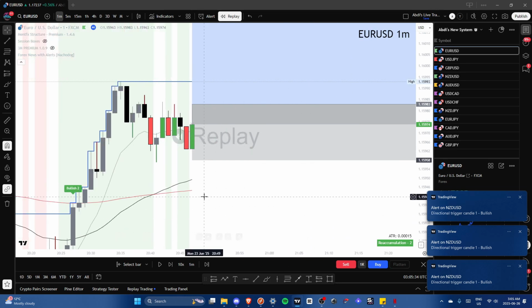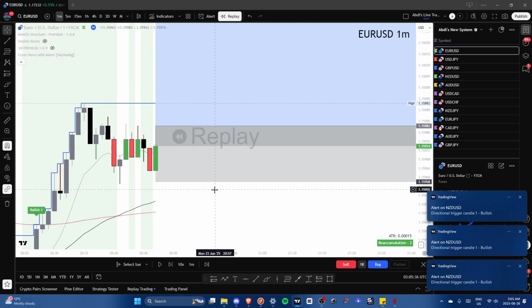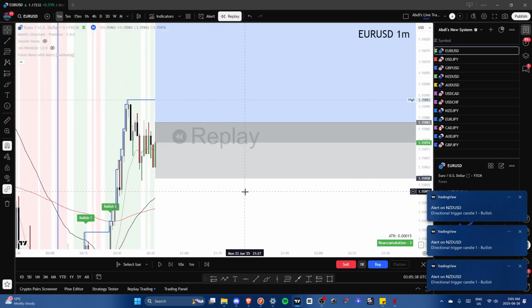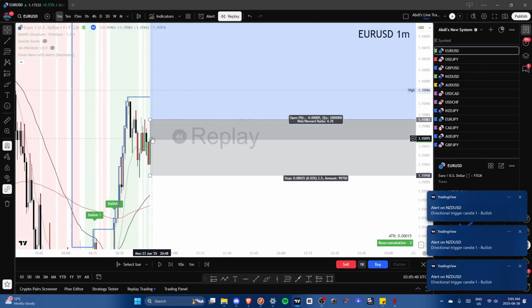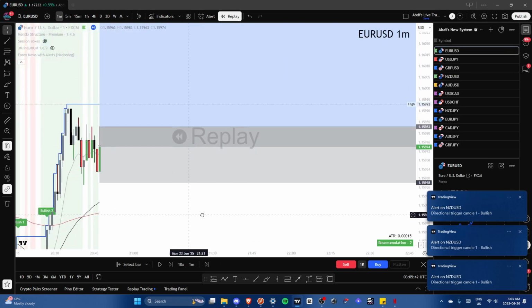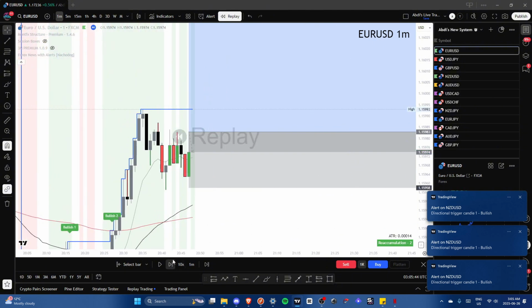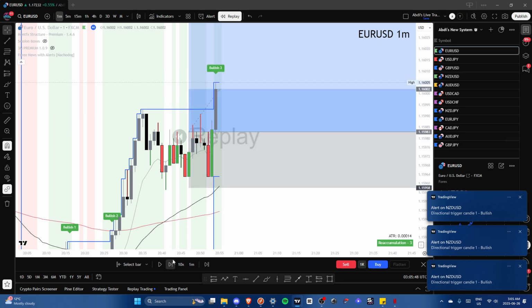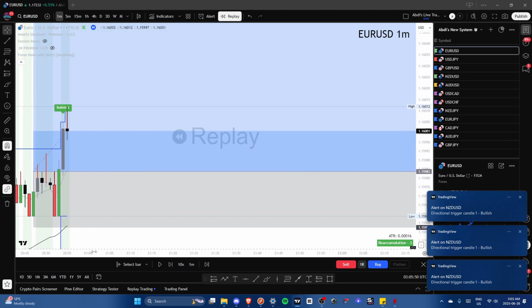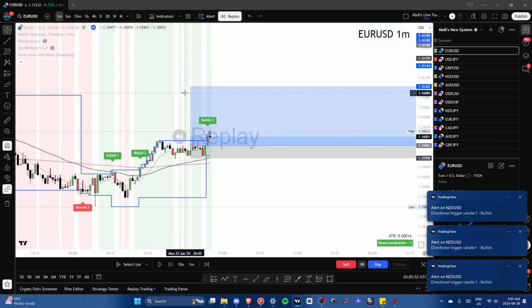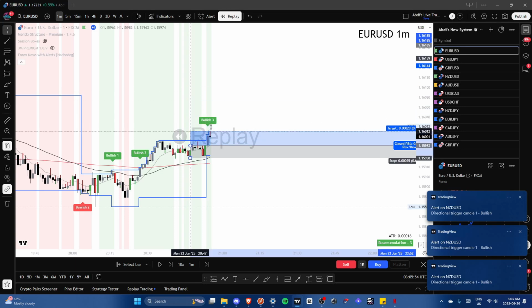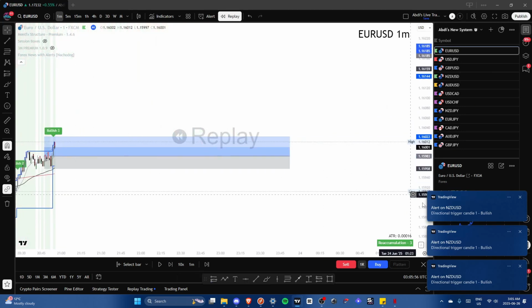Then from here, we're watching. With the majors, it's a minimum of a 2.5 pip stop, so that's why I moved my stop loss to here. And then we're just waiting for price to tap us in. From there, we get tapped in, and then we're just waiting for 2 RR. The second that price hits 2 RR, that's when I'm going to be moving my stop loss to break even.